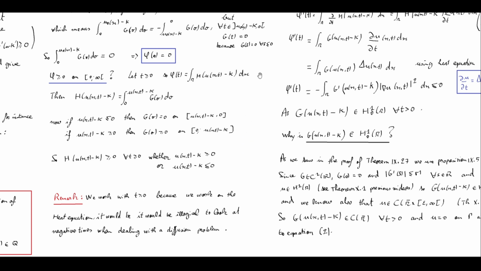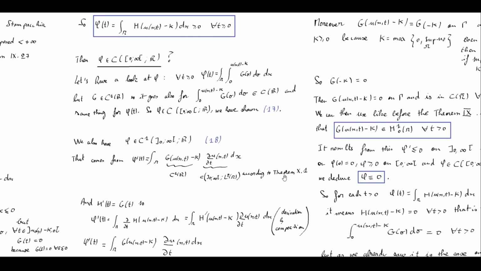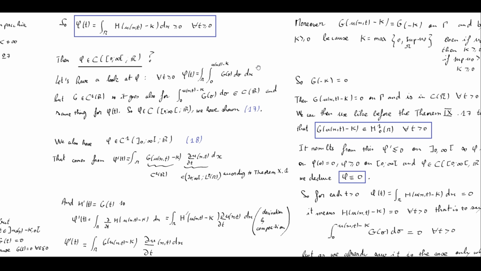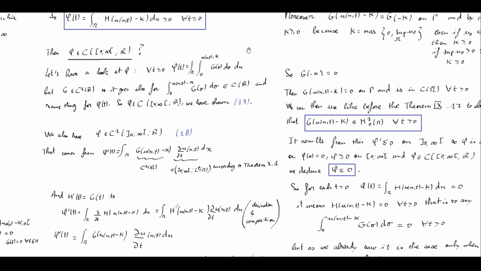So phi of t equals the integral on Omega of h of (u(x,t) minus k) dx is positive for all t positive. Then phi is in the set of continuous functions from [0, infinity) to R. Let's have a look at phi. For all t positive, phi of t equals the integral on Omega of the integral from 0 to u(x,t) minus k of g of sigma d sigma dx. But g is in C1 of R, so the integral from 0 to u(x,t) minus k of g of sigma d sigma belongs to the set of continuous functions on R, and the same goes for phi of t. So phi is continuous from [0, infinity) to R; we have shown 17.